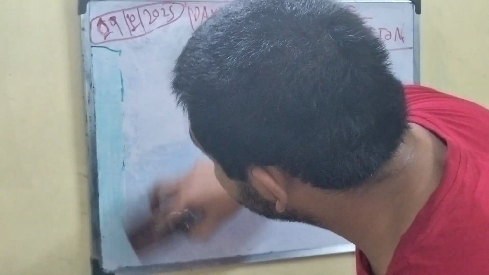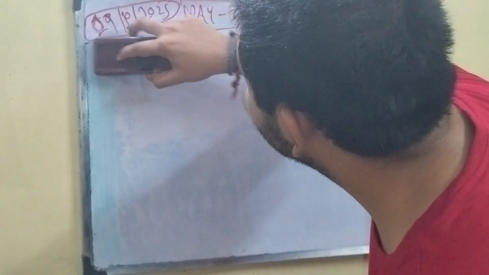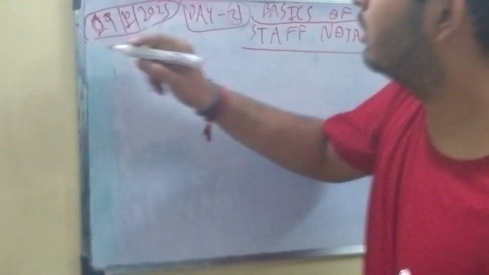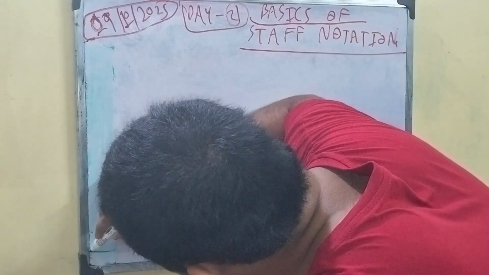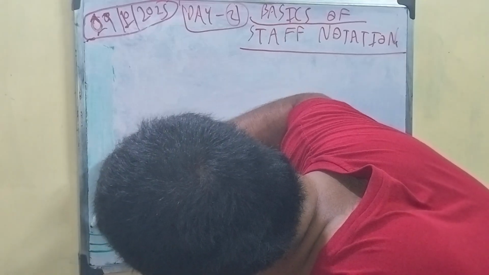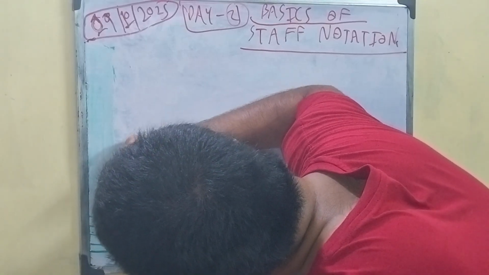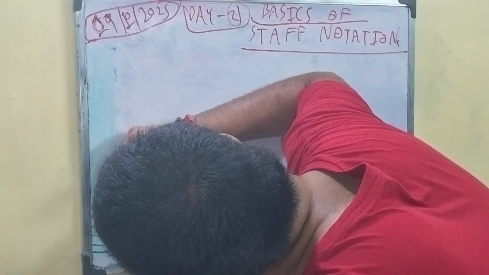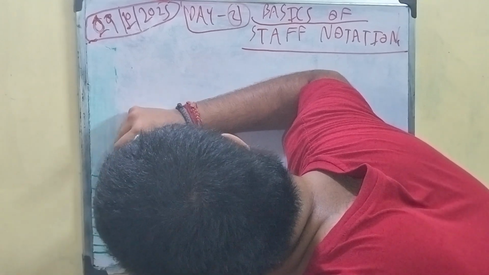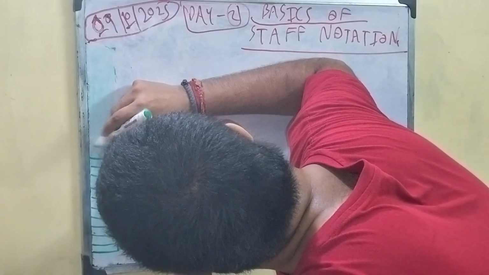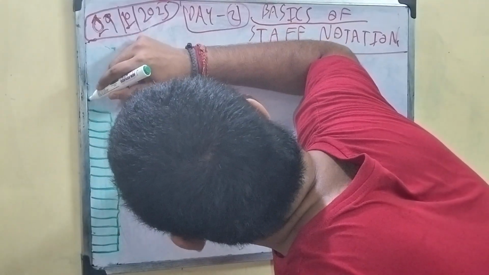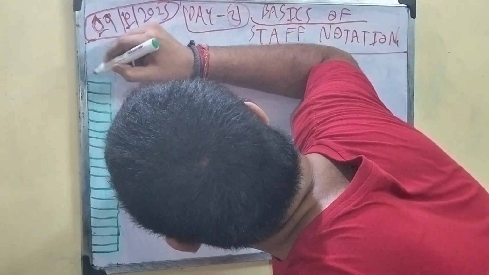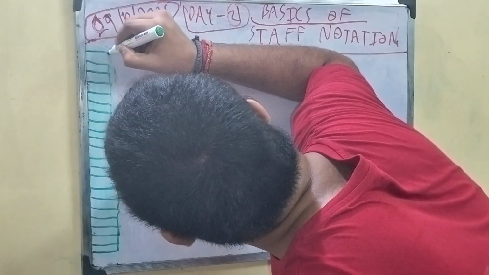Because today I am going to teach only the staff lines and staff spaces. 1, 2, 3, 4, 5, 6, 7, 8, 9, 10, 11, 12, 13, 14, 15, 16, 17, 18, 19, 20, 21.